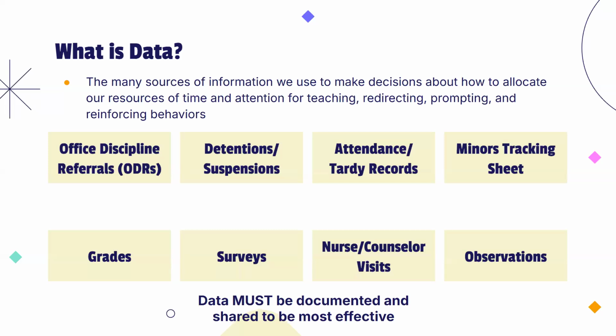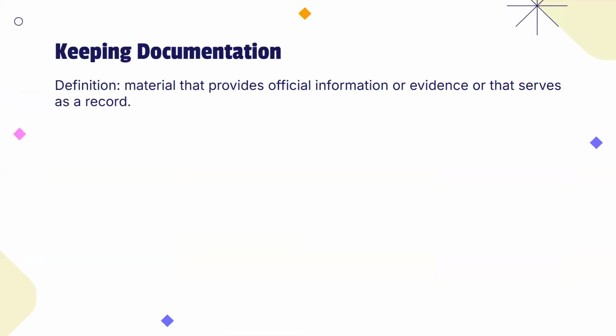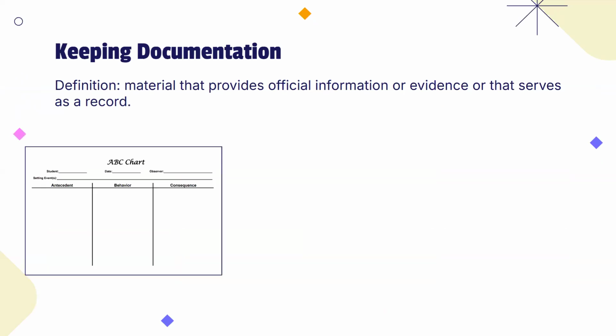Remember that data must be documented and shared to be most effective. So what is documentation? It is the material that provides official information or evidence, but it can also serve as a record. And we'll share a couple of different ideas and recommendations with you. The first on the left-hand side is the ABC chart. Let's take just one moment to reflect back on ABCs and what those mean.